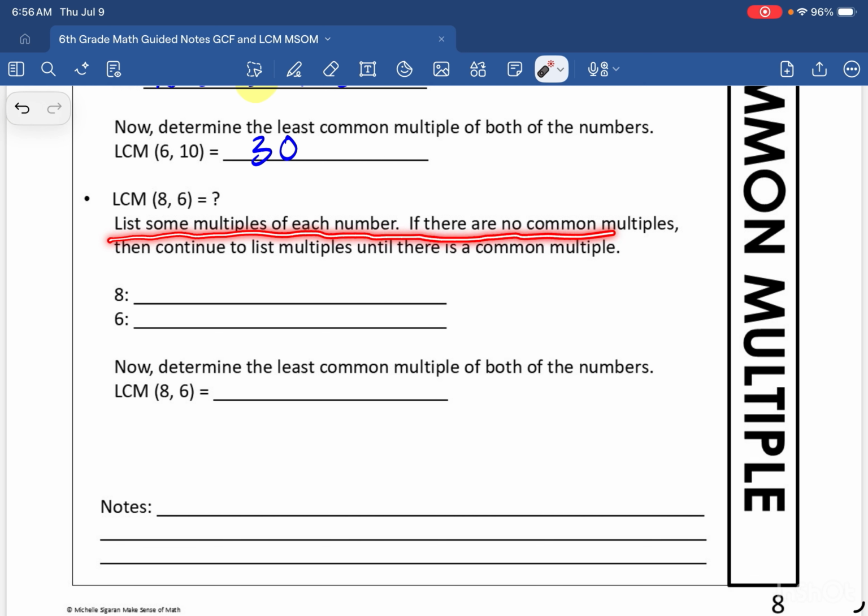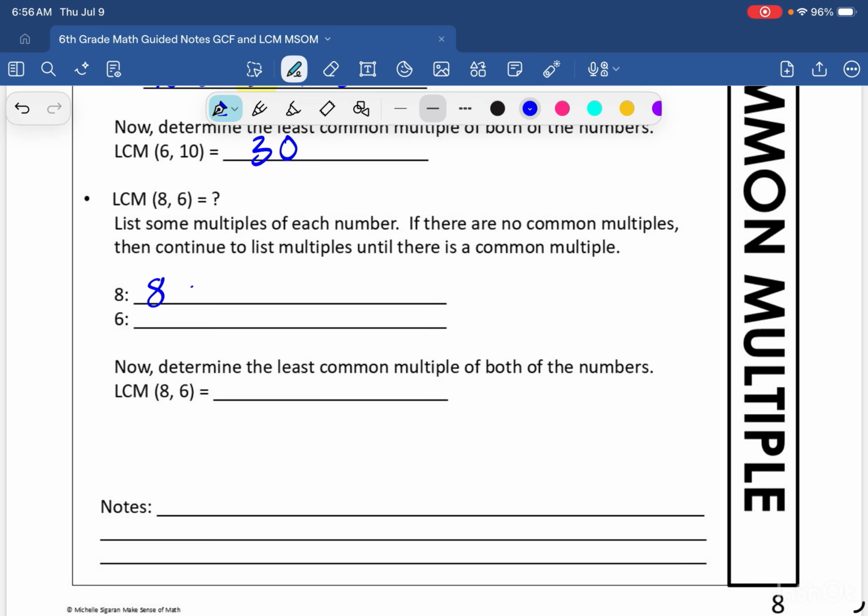If there are no common multiples, then continue to list multiples until there is a common multiple. 8 times 1 is 8. 8 times 2 is 16. 8 times 3 is 24. 8 times 4 is 32. 8 times 5 is 40. We'll stop right there and see if that's enough.